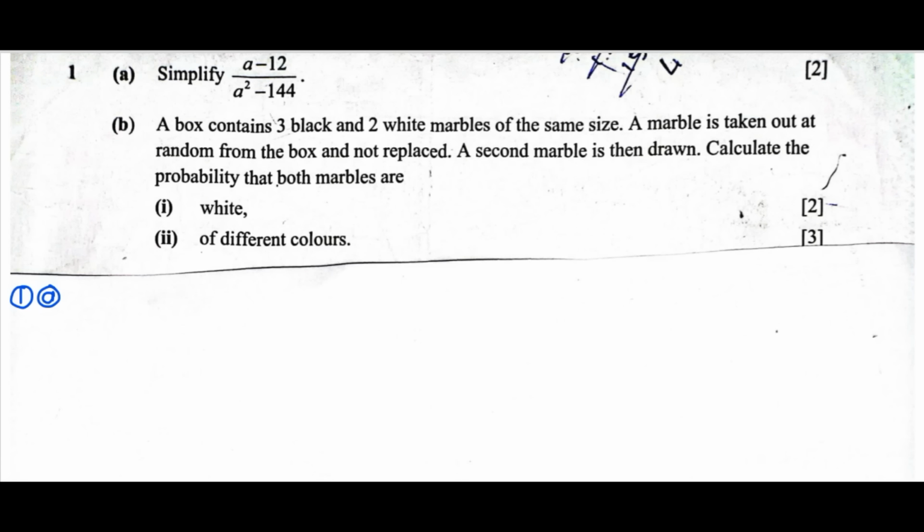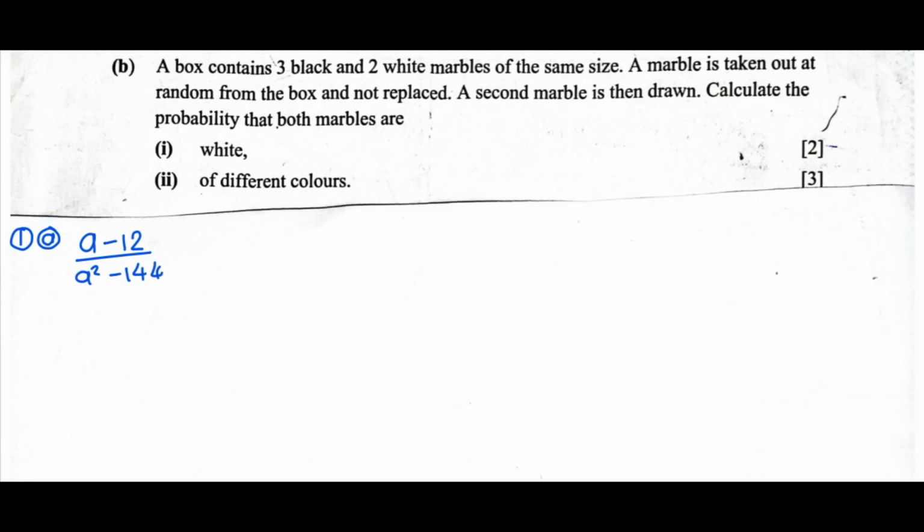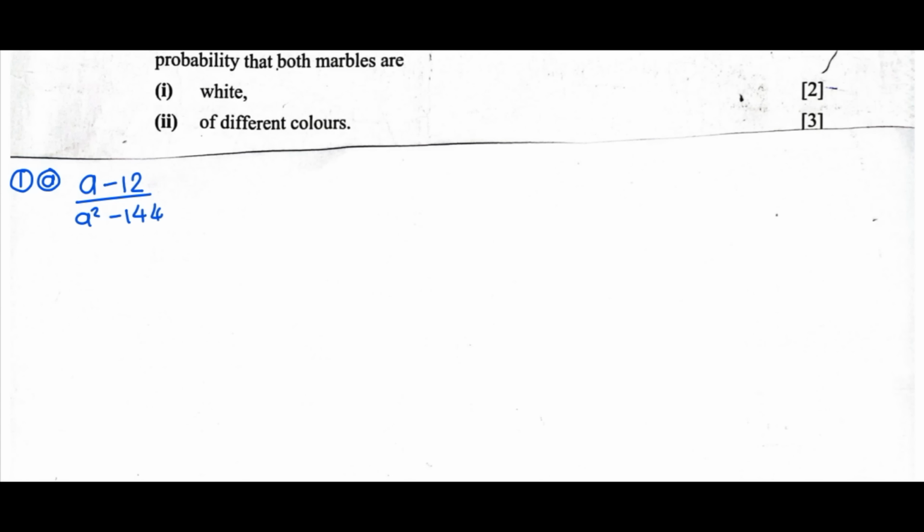We can see that we have been given a question where we are supposed to simplify. To simplify means to make it simple. Now, how can we simplify a problem like this one? Let's first look at the numerator. The numerator is just a minus 12. There is nothing that we can do to the numerator. Now let's look at the denominator.